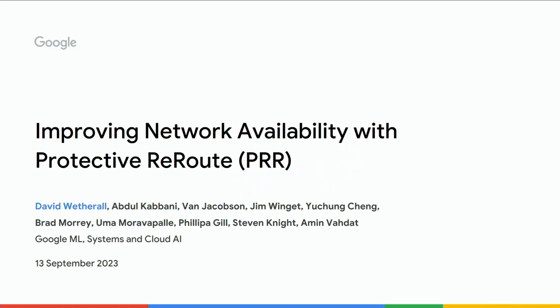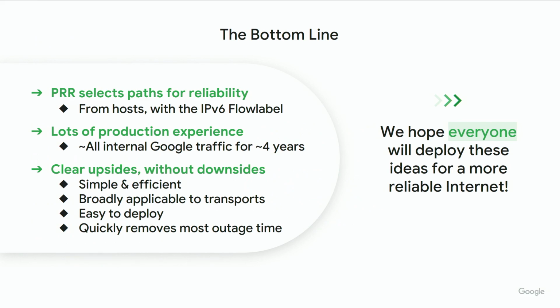Okay, so hi, folks. I'd like to tell you about how to improve network availability with protective reroute on behalf of my co-authors. But first, a bottom line summary. PRR hosts use the IPv6 flow label to access working paths. The techniques for doing this have been known for a while. We've extended them. We didn't invent them. But I think people don't realize just how general and powerful they are.